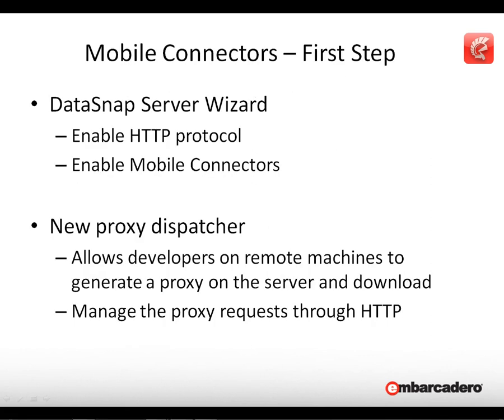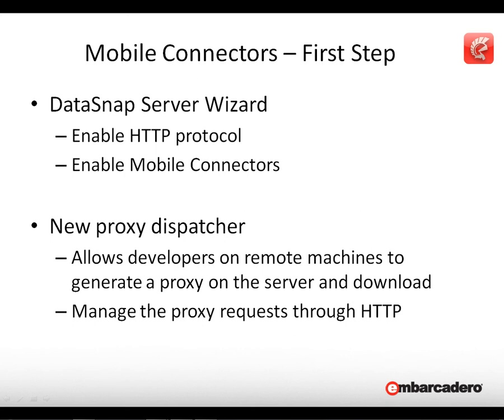In order to start using the mobile connectors today, what do you need to do? First, you can use the DataSnap Server wizard if you are creating a new DataSnap server, and just enable the HTTP and the mobile connectors. These are two checkboxes on the wizard. In case you already have a server, what you need to do is simple: enable the HTTP protocol and drop some components on your DataSnap server.